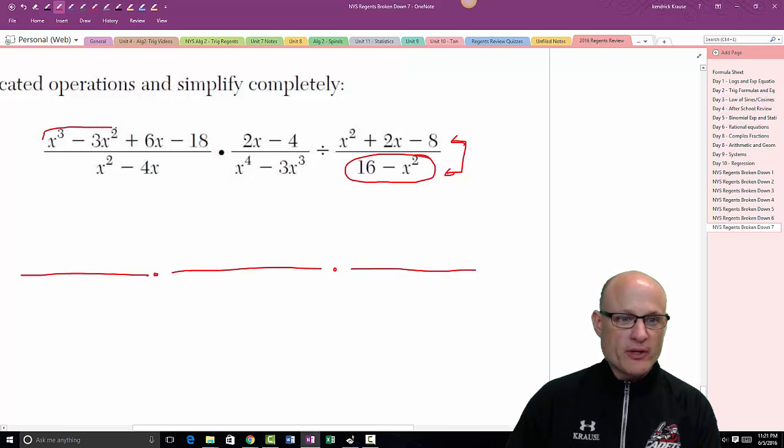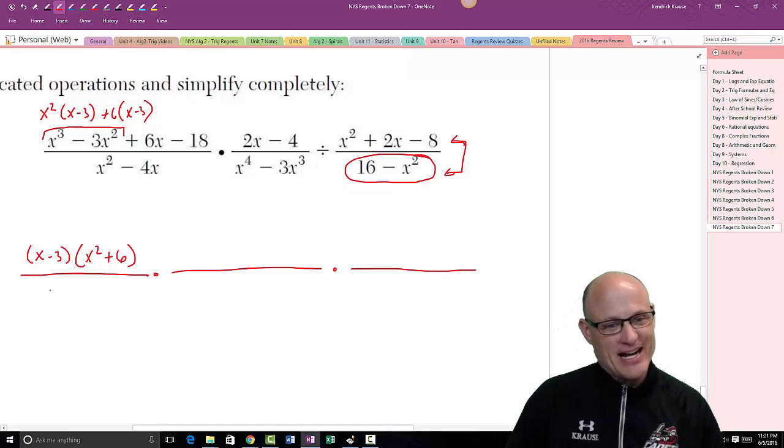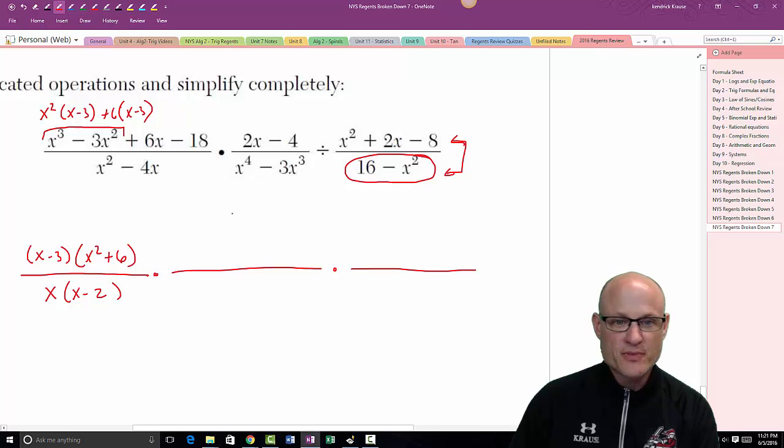This one we're going to do by grouping. I can take out an x squared. I'm left with x minus 3. And this one I can take out a 6, and I'm left with x minus 3. So I end up with x minus 3 times x squared plus 6. This one on the bottom, I can take out an x. So I take out an x. I'm left with x minus 2.